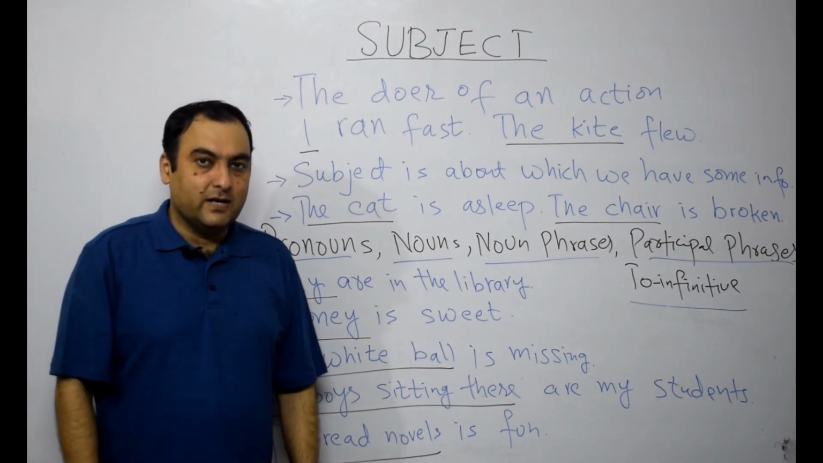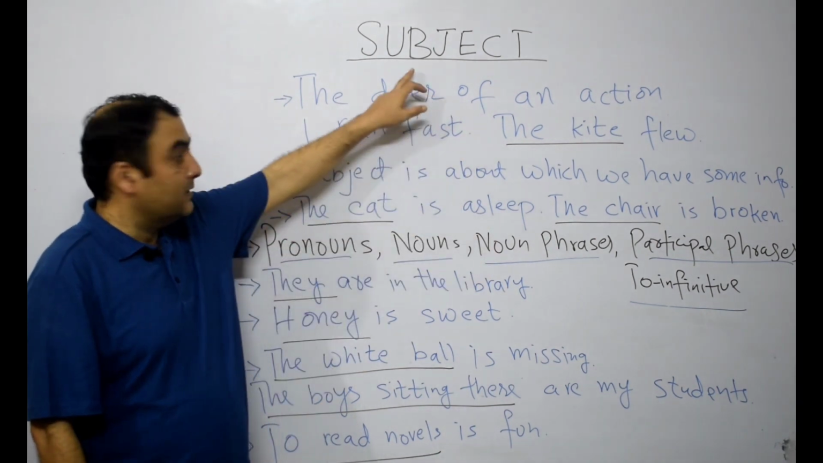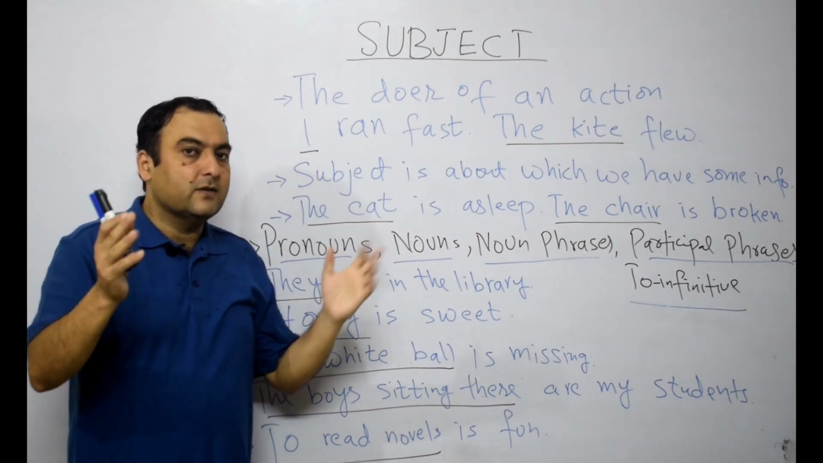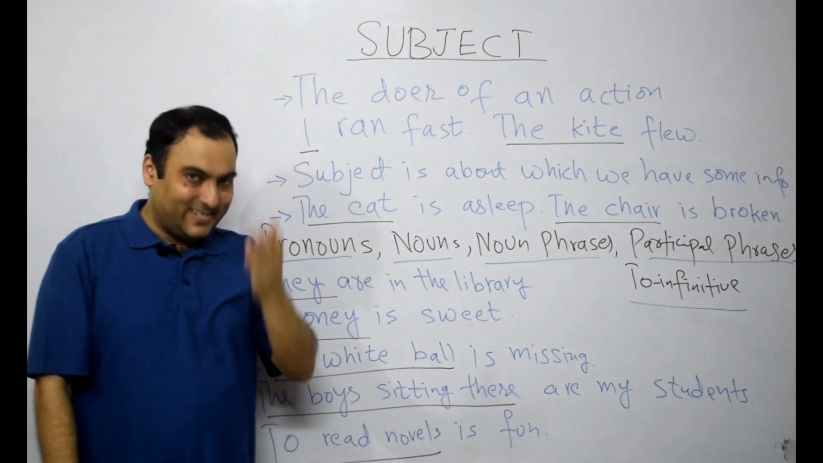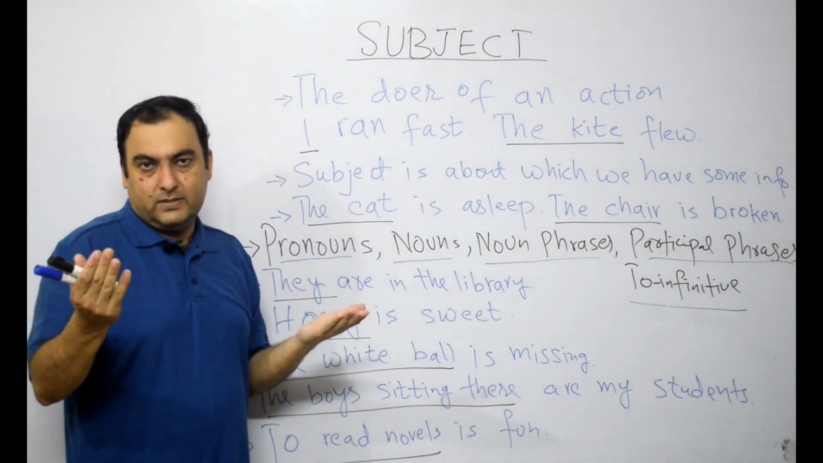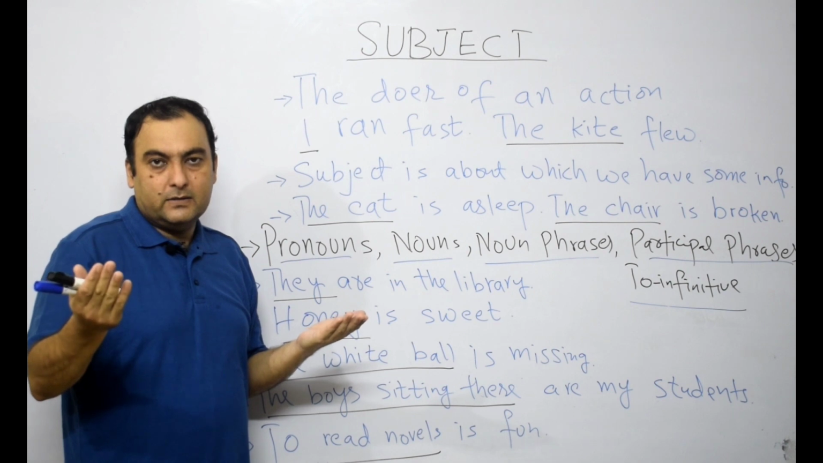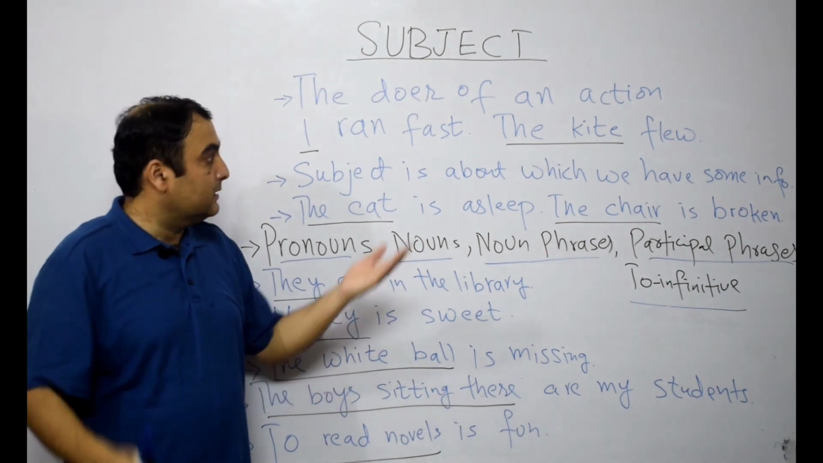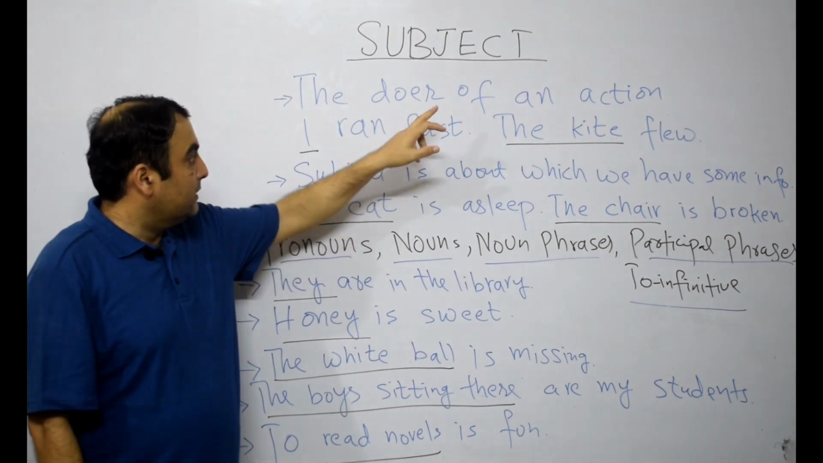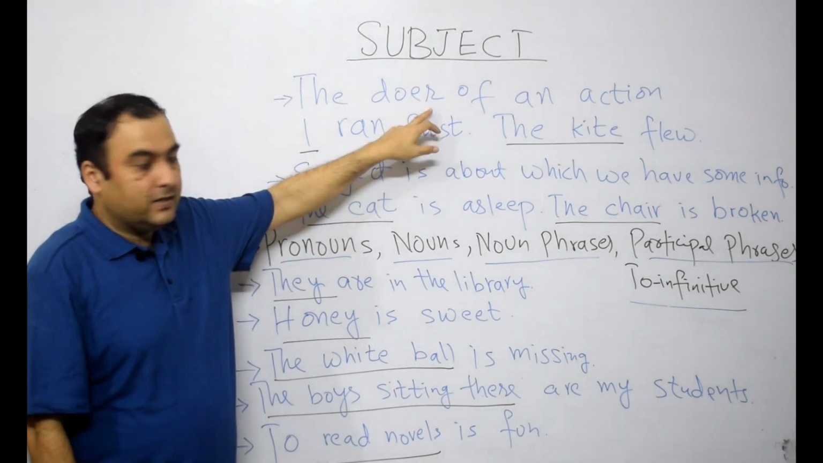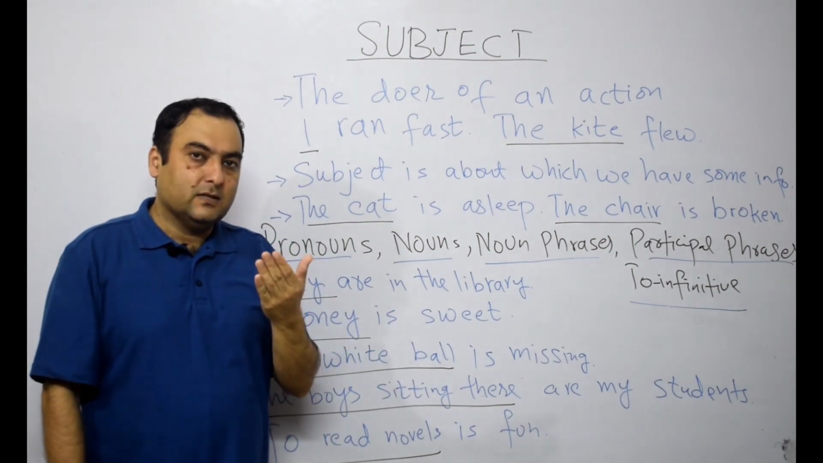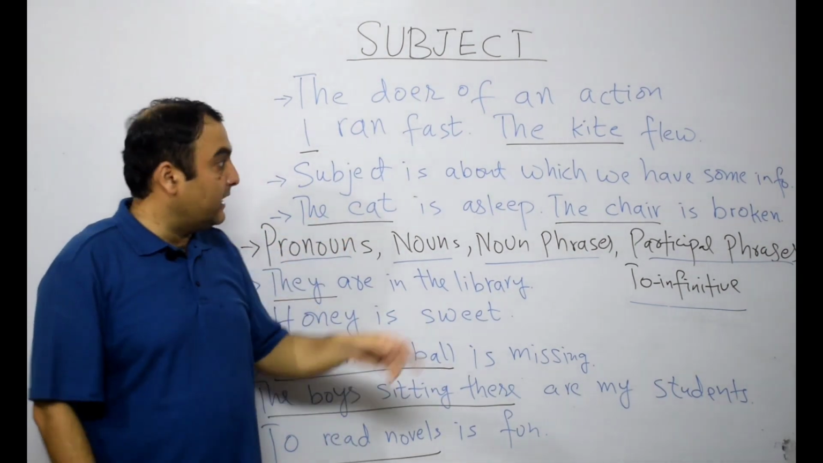Today we do yet another grammar lesson, and that lesson is about subject. So we're going to discuss different aspects of subject in English. Let's get started. I'm sure you know what a subject is, and when asked about subject, this is the definition that most students will give you. The definition is the doer of an action. What is subject? Subject is defined as the doer of an action.